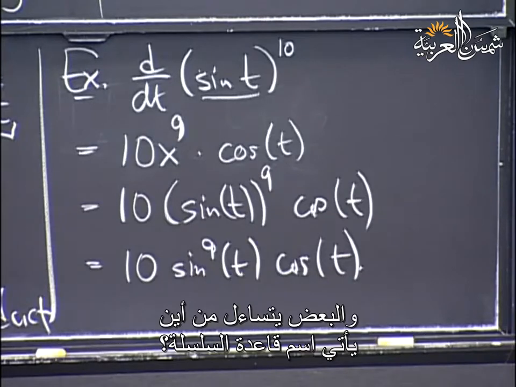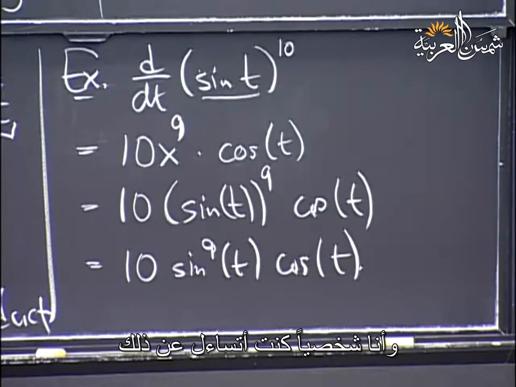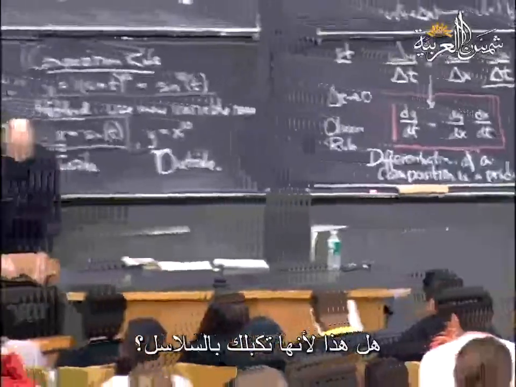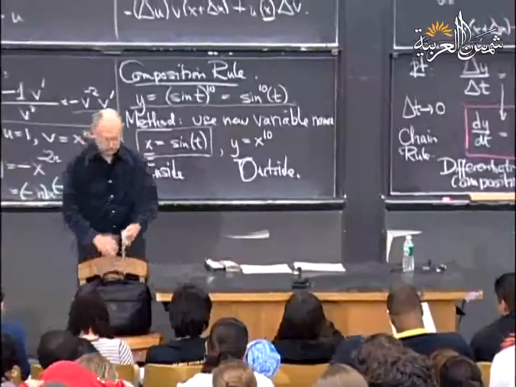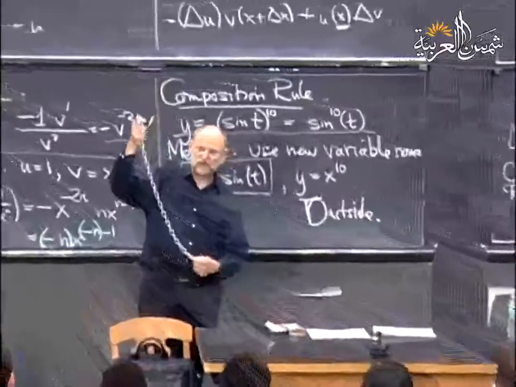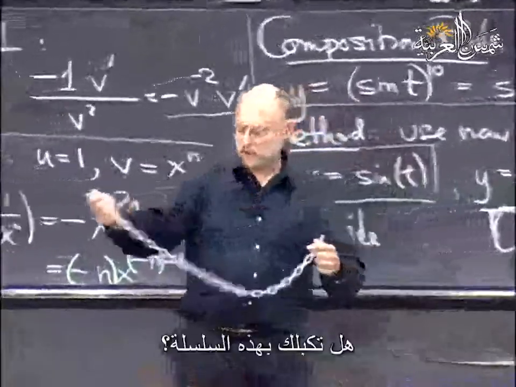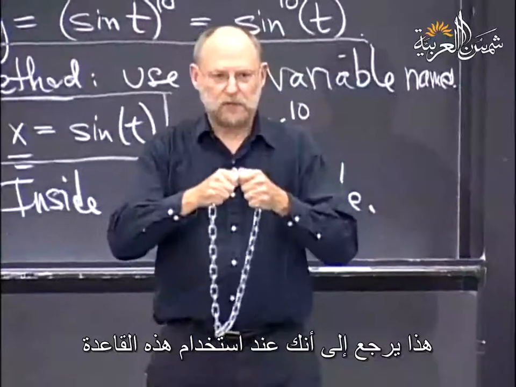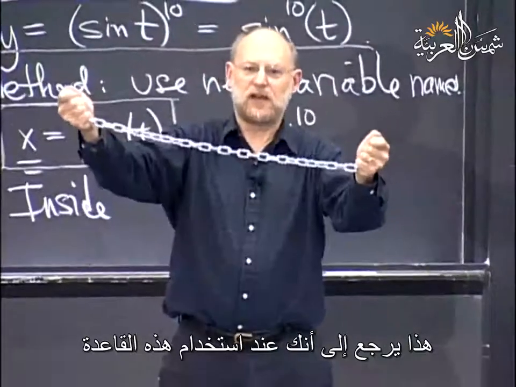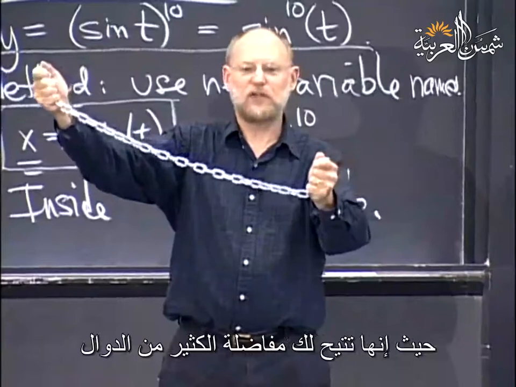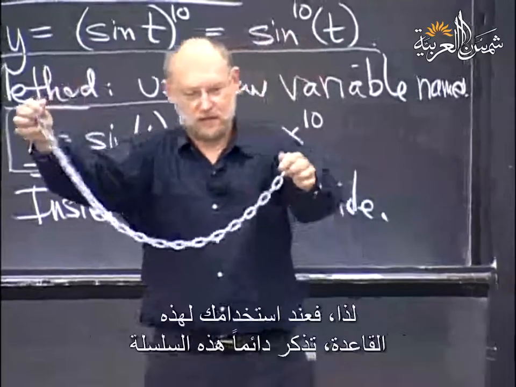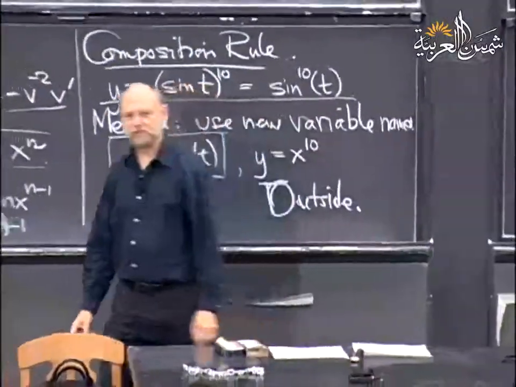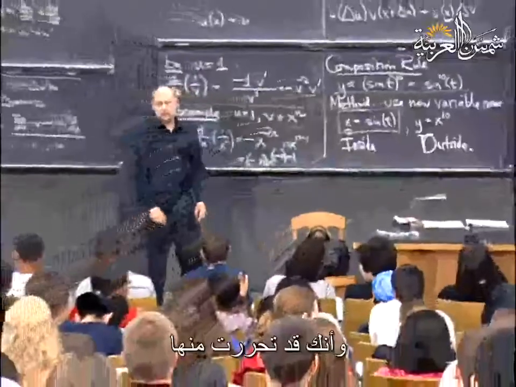People often wonder where the name chain rule comes from. I was just wondering about that myself. Is it because it chains you down? Is it like a chain fence? I think I've decided what it is. It's because by using it, you burst the chains of differentiation, and you can differentiate many more functions using it. So when you want to think of the chain rule, just think of that chain rule. It lets you burst free.